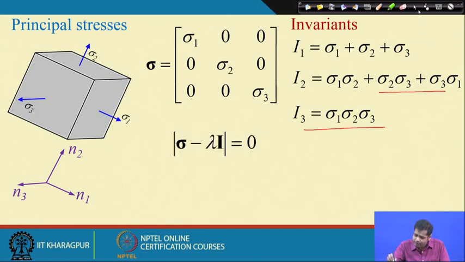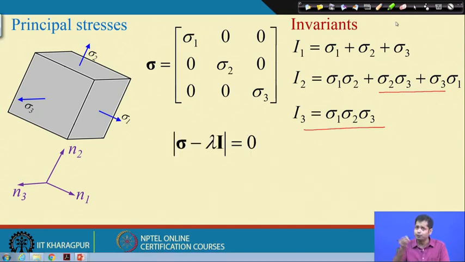Now the question is how to determine this principal stress. If you recall, the principal stress can be obtained by the eigenvalue analysis of this matrix. And what is this eigenvalue analysis? If we have this sigma, any matrix, then eigenvalues can be determined by the determinant of sigma minus lambda I, where I is the identity matrix, being equal to 0, right?